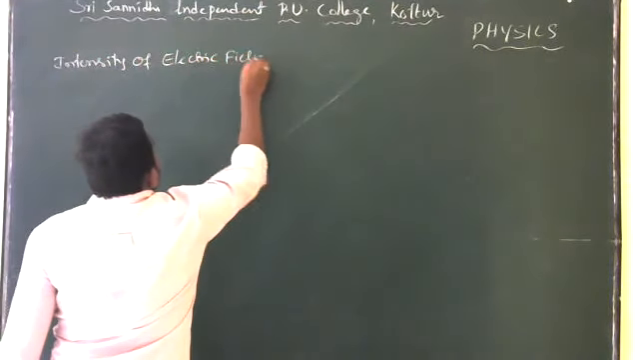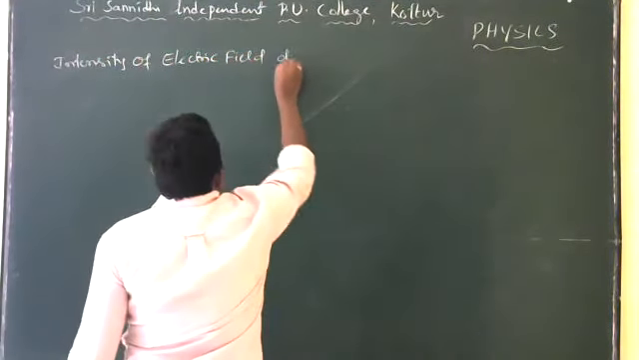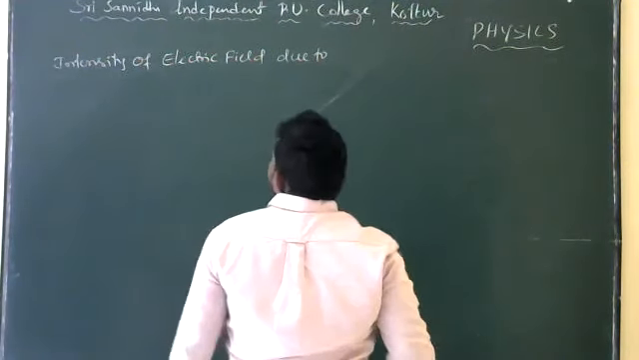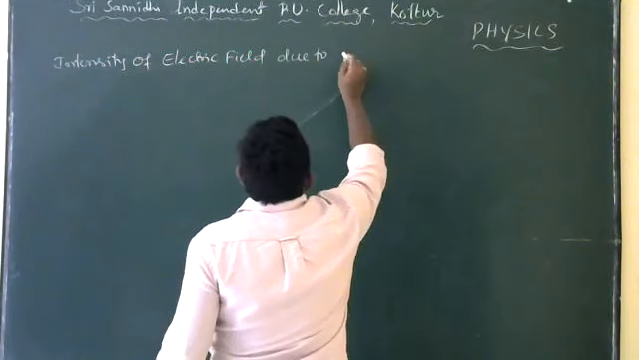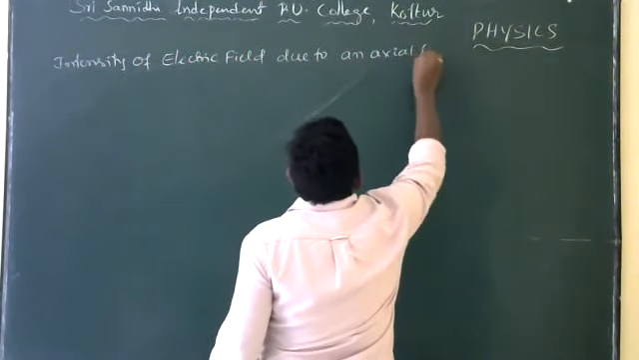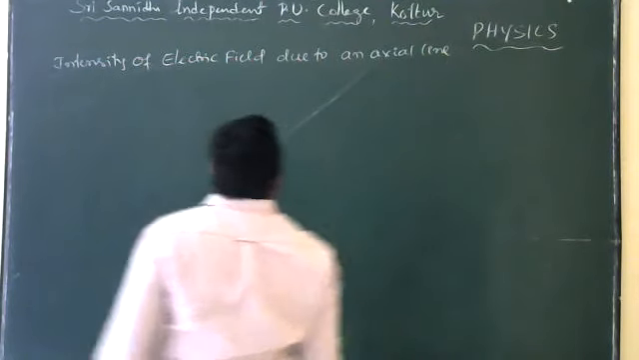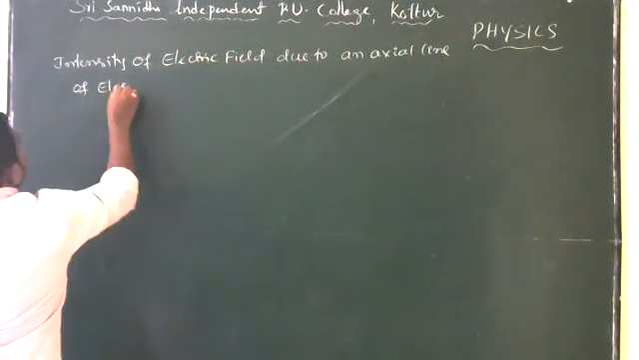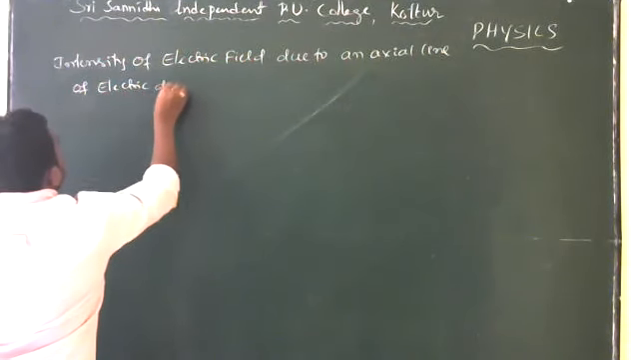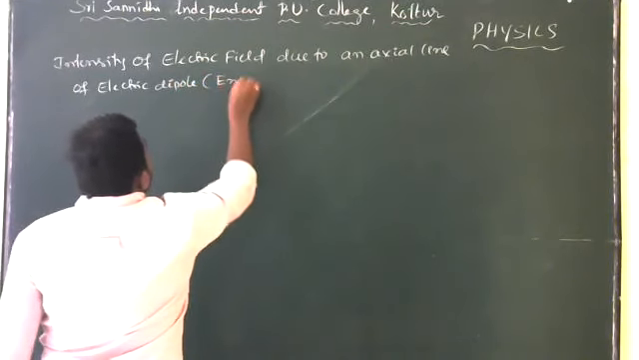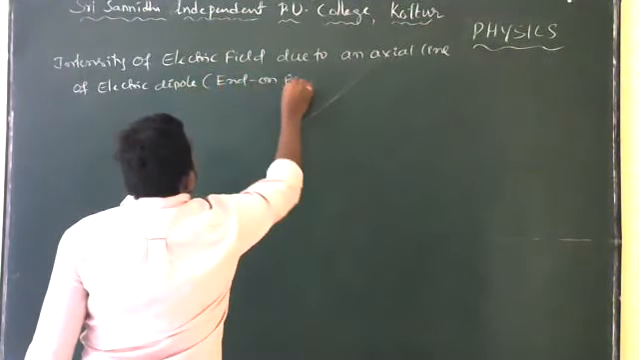Intensity of electric field due to an axial line of an electric dipole. This is the end-on position.